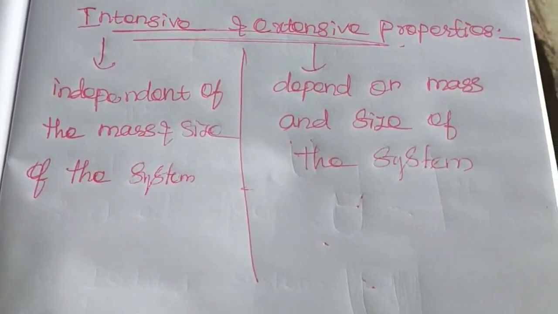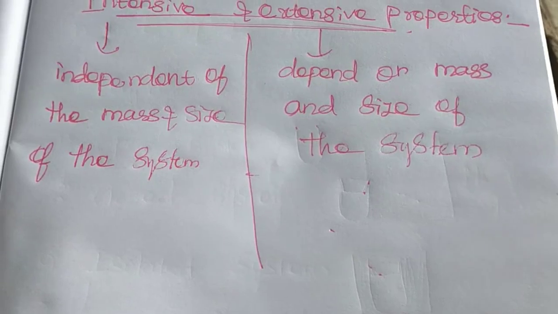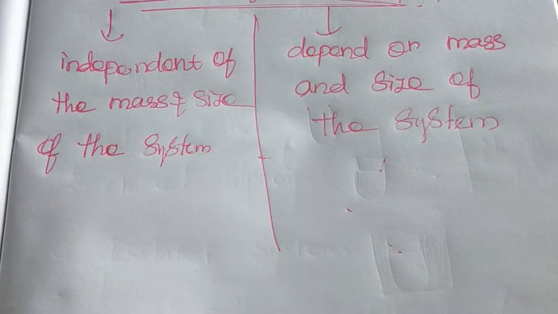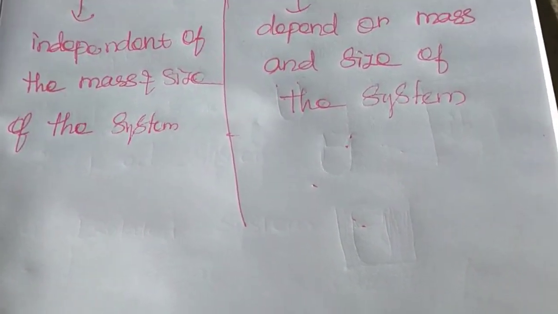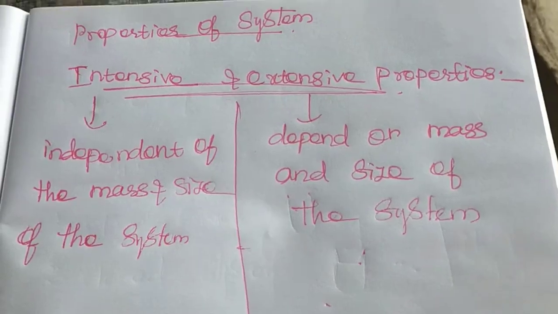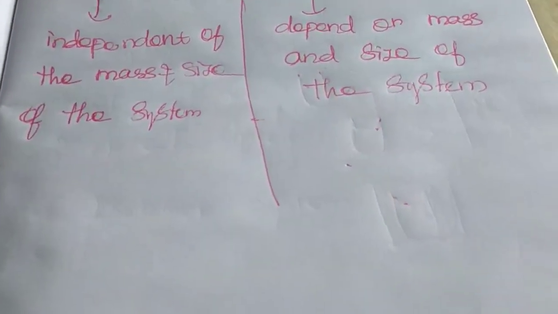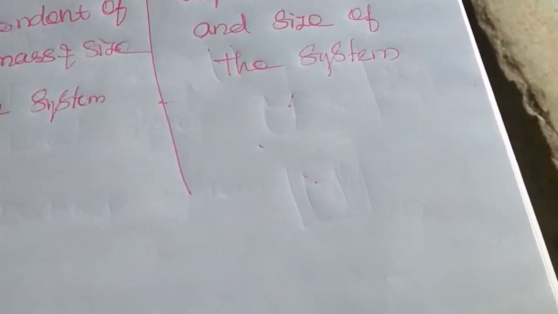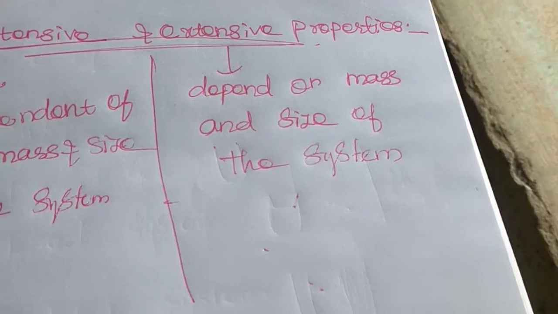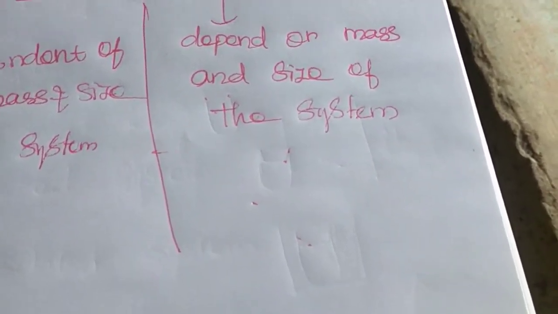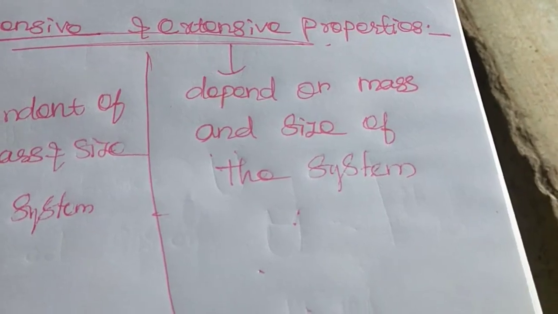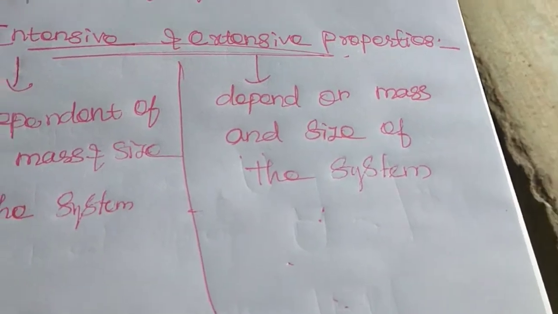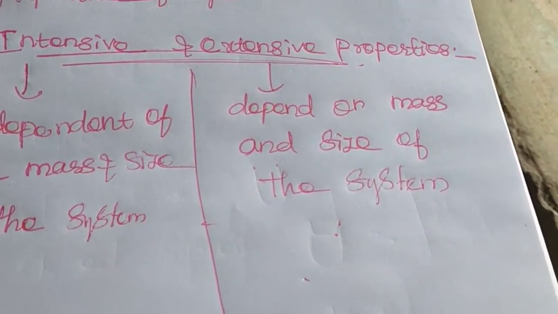And some examples for the intensive properties are refractive index, surface tension, density, temperature, boiling point, freezing point and molar volume. These all are intensive properties because they do not depend upon the mass and size of the system. But the extensive property depends upon the mass and size of the system. Volume depends upon the size of the system, and number of moles depends upon the mass and size of the system. Okay, so these are the intensive and the extensive property.